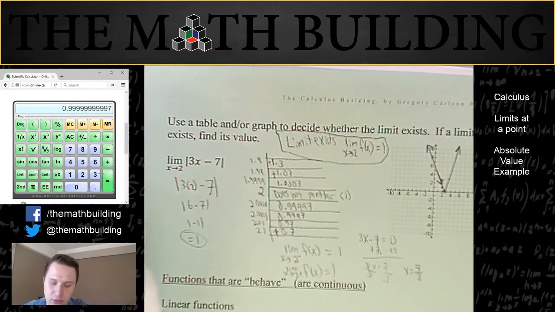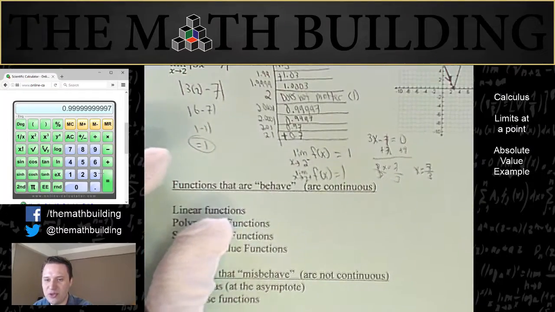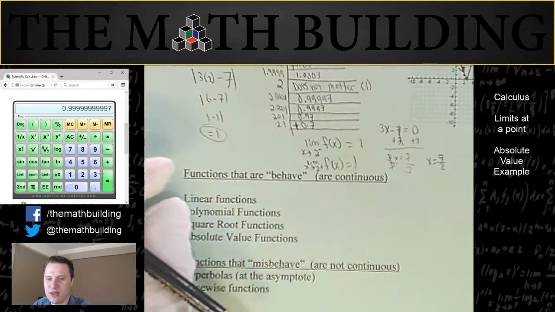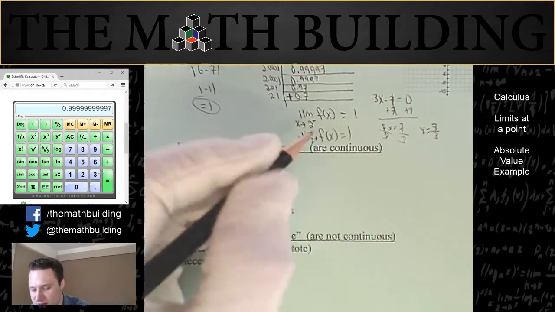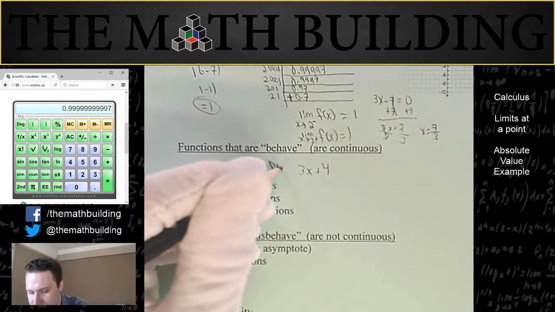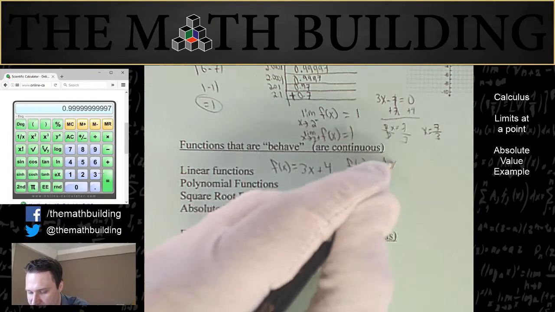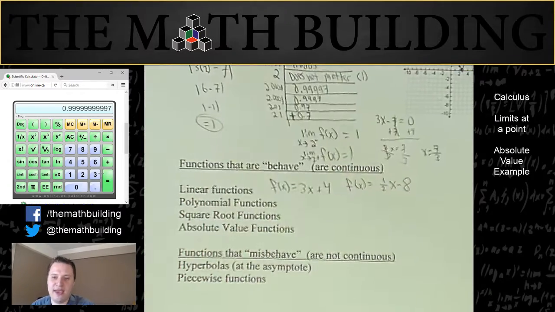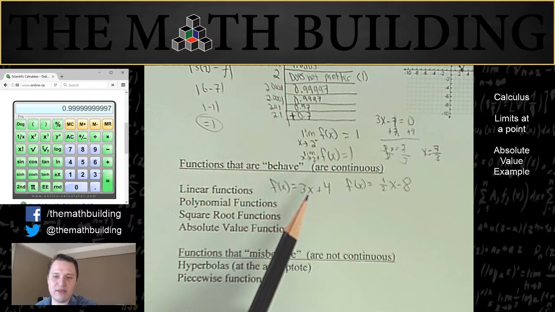Well, you're not supposed to, but let me tell you that there are some functions that tend to behave. And I put the word behave in quotation marks. So functions that behave are linear functions, like for example the function 3x plus 4, or the function f of x equals, I don't know, 1/2 x minus 8. Those functions behave. And what that means is they're continuous. And I'm going to define that in a future video. What that means is, if you want, you can go ahead and plug in any number, and it's going to turn out that that's what the limit is as well.